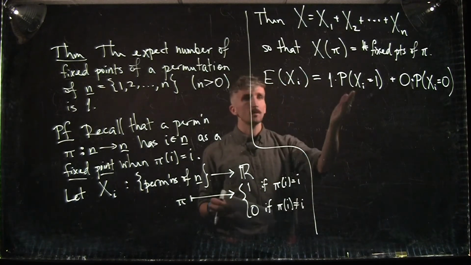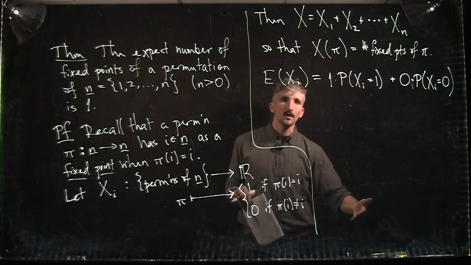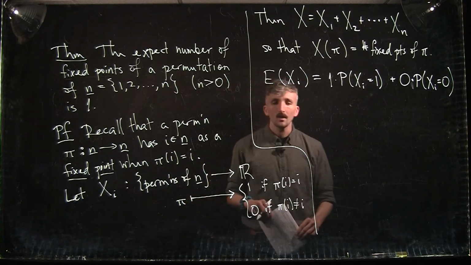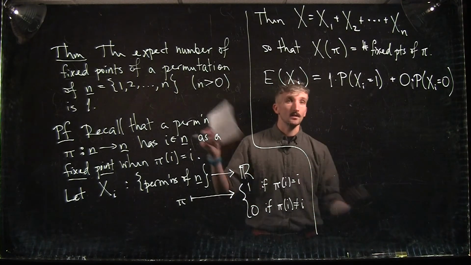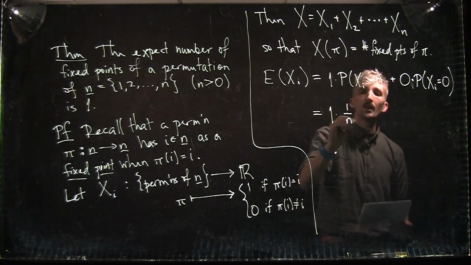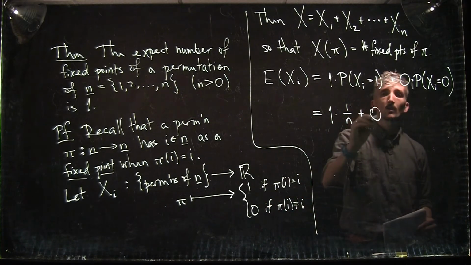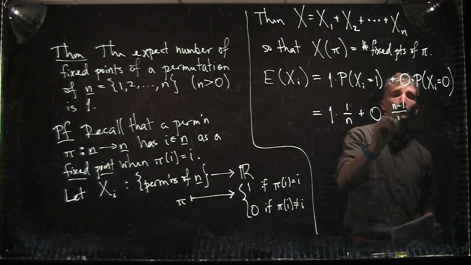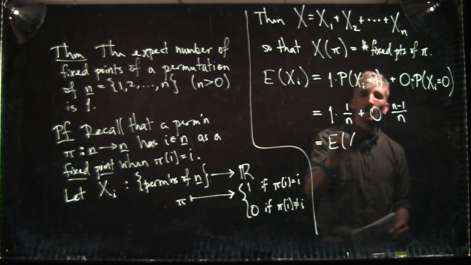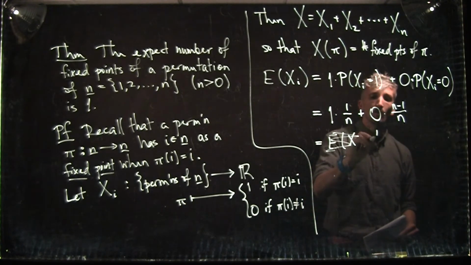For a random permutation of 1 through n, pi of i is equally likely to be any of the numbers 1 through n. There's only a 1 out of n chance that it will take the value i as opposed to any of the other n minus 1 values. So this is 1 times 1 over n. x sub i equals 0 when we take one of the other n minus 1 values. So that's 0 times n minus 1 over n. We see then that the expectation of x sub i is equal to 1 over n.